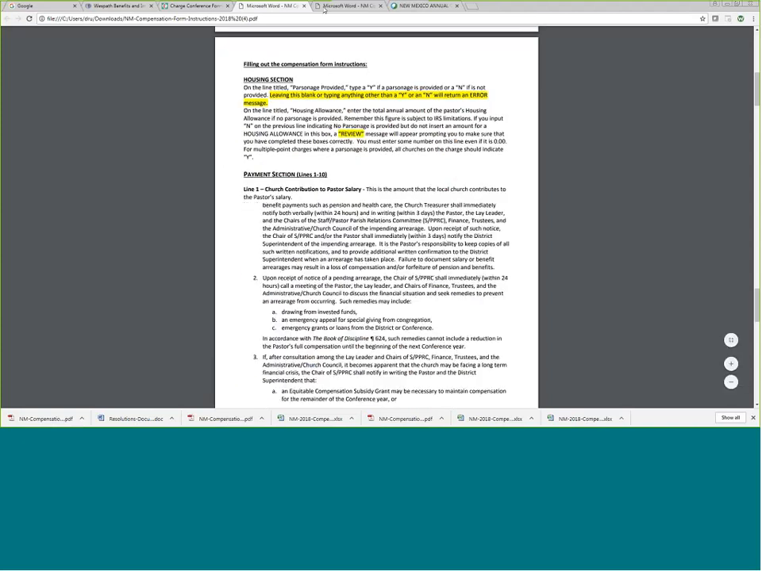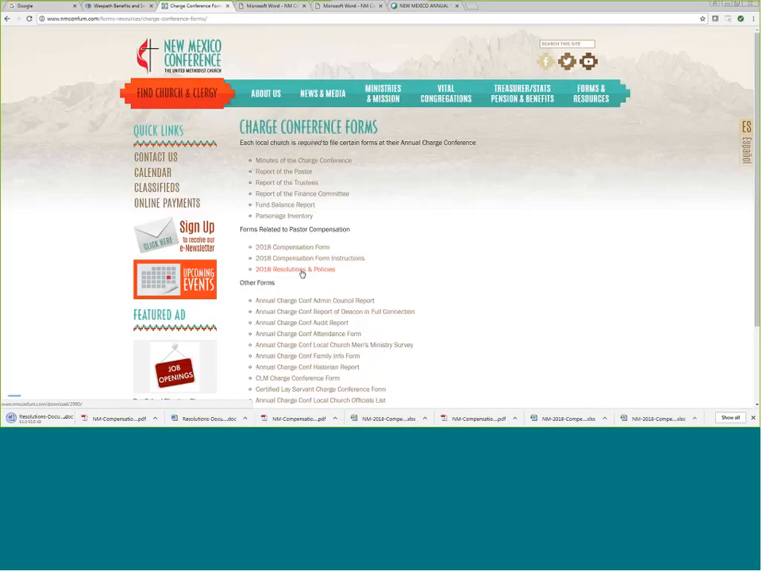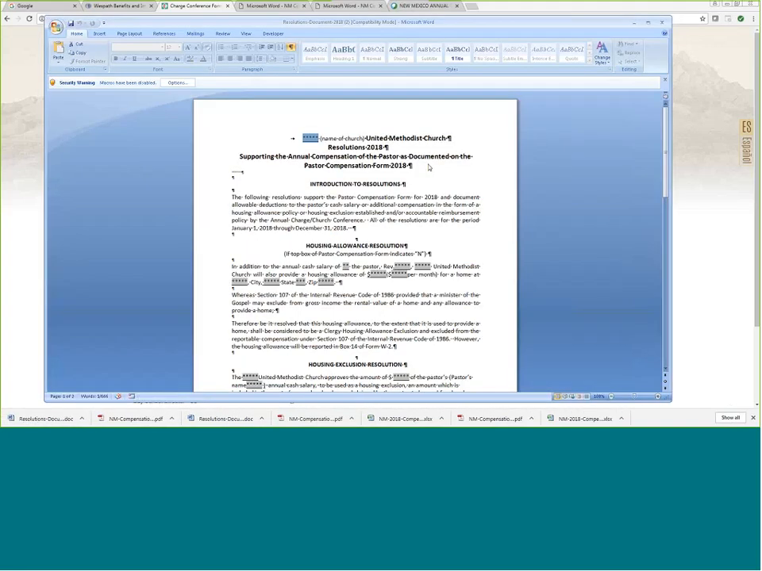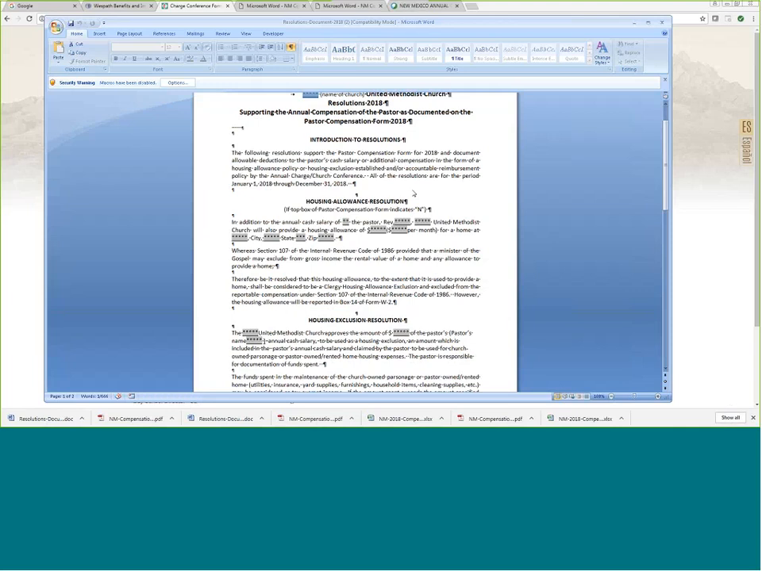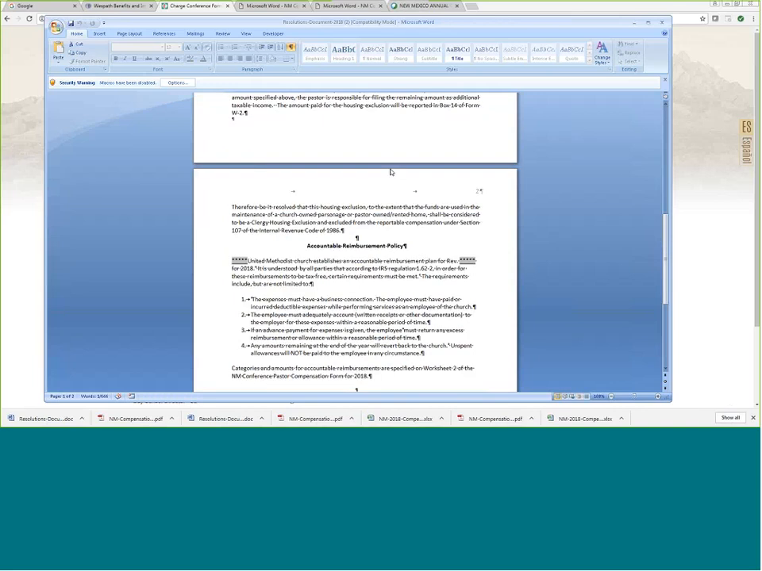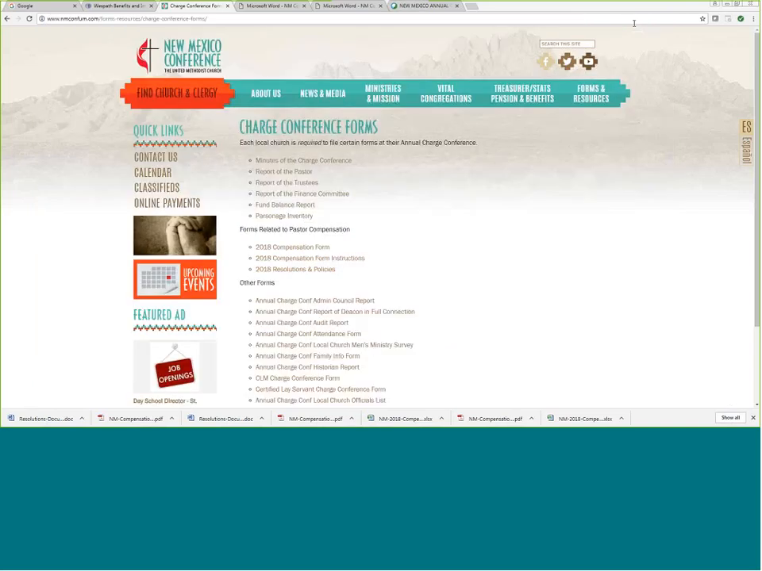So let's go back here, resolutions and policies. Let me bring this over from the other screen, and so this is the resolutions and policies. If the pastor is going to have a housing exclusion, it's very important that this gets filled out and voted on at the time of your charge conference. You can't go back after the fact and fill this out and have it voted on. So this is real important that this is done at the time of the charge conference.